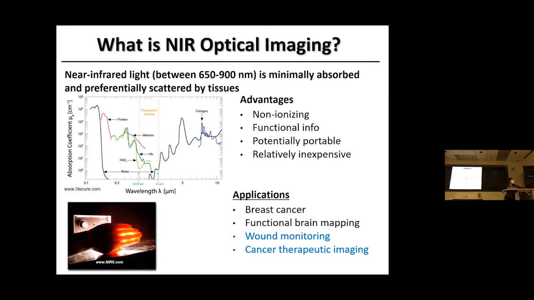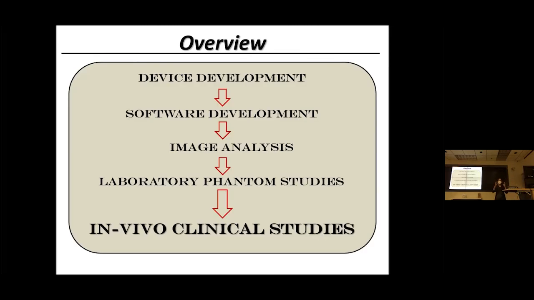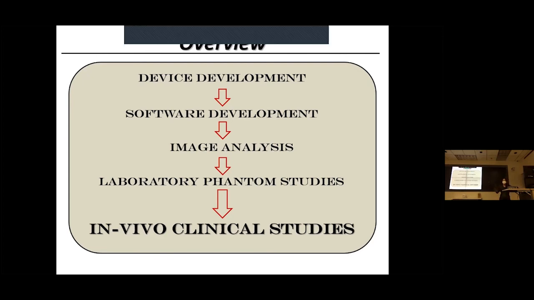The steps in our lab: we start by first designing and developing devices using this fundamental principle of light and that wavelength. You have to pick a source, pick a detector, then assemble it based on the application. Then comes the related software development, which means how you integrate it to a computer and extract all that information. Then how do you analyze the results? How do you validate your technique by doing phantom studies? And finally, how do you translate it into clinical studies, whether animal models or human subjects?